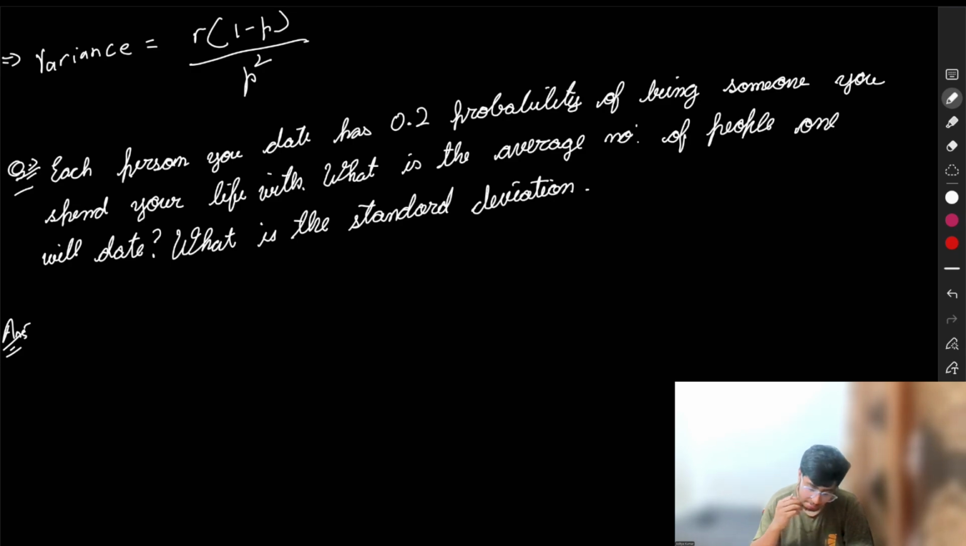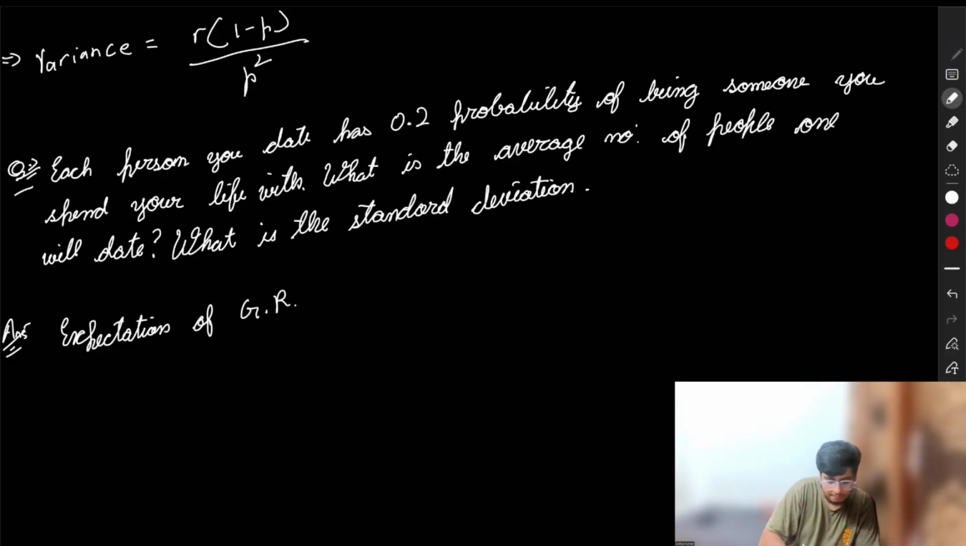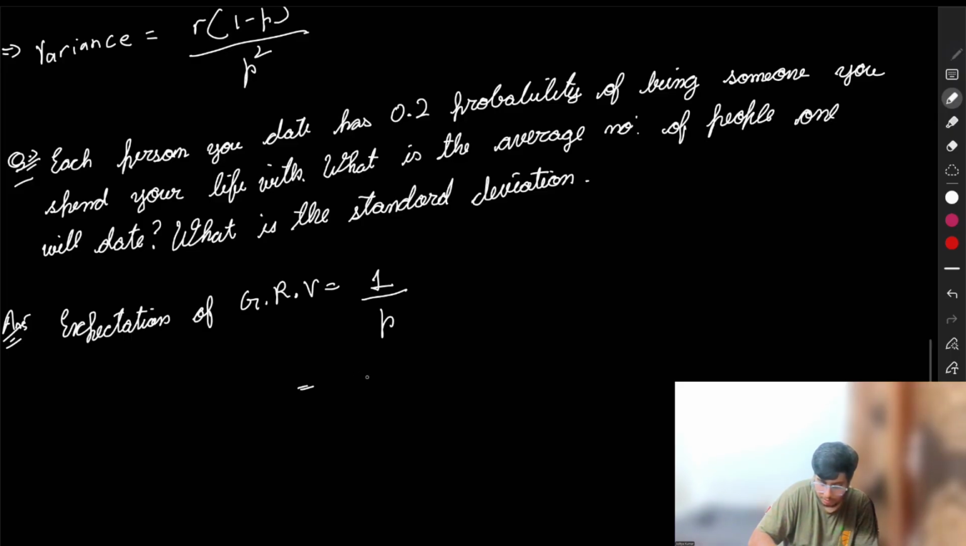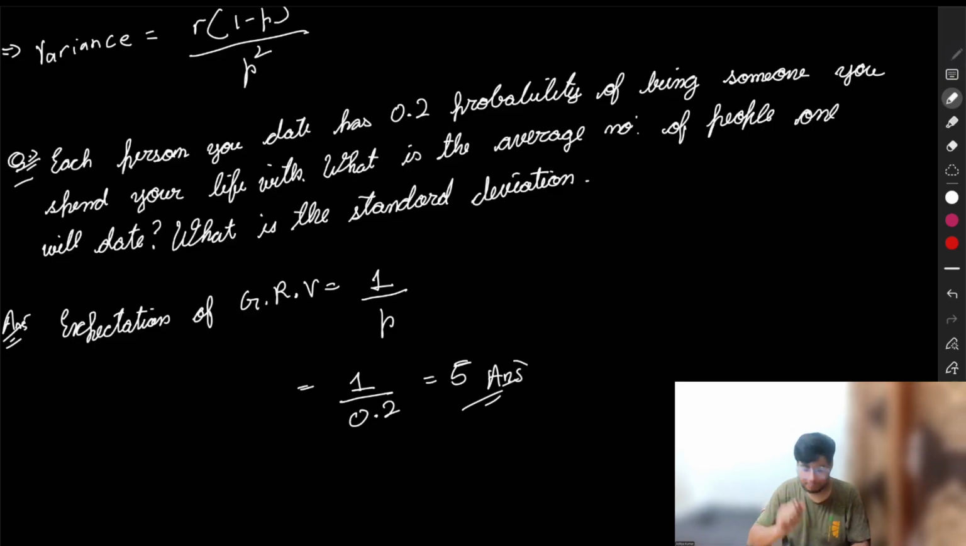What we have been asked is to find the average number of people one will date. So what is the expectation? The expectation of the geometric random variable we have discussed is equal to 1 upon p. So in this case it is 1 upon 0.2, which is 5. So the answer to the first part of this question is 5.